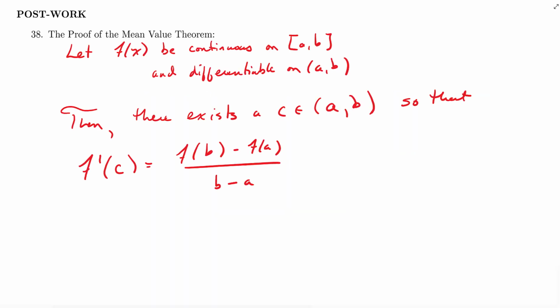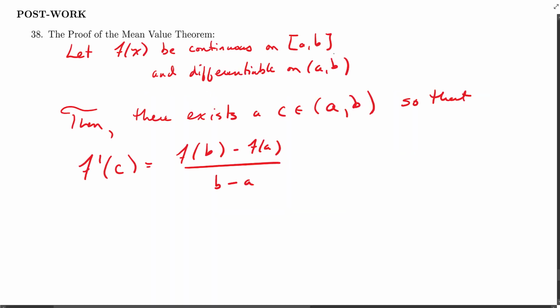So here we have our statement of the mean value theorem. Do not forget the conditions, right? It's the conditions that make it true. So we require f to be continuous on a closed bounded interval and differentiable on the interior. If that's the case, then we're guaranteed to find a c value so that the instantaneous rate of change at that c value equals the average rate of change over the entire interval.